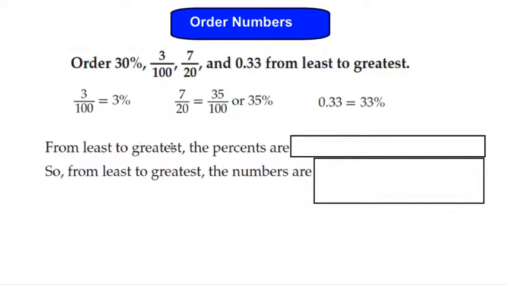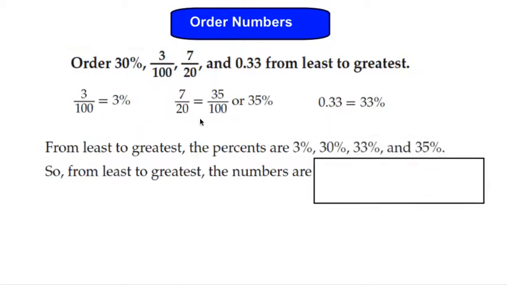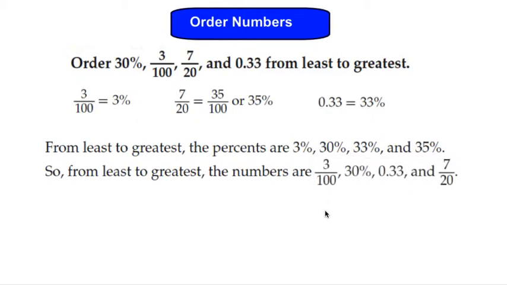So from least to greatest, we would have 3 out of 100 or 3%. Next is 30%, then 33%, then 35%. So don't forget that 30% was already a percent in the beginning. So in the original forms, we would have 3 out of 100, then 30%, then 0.33, then 7/20.